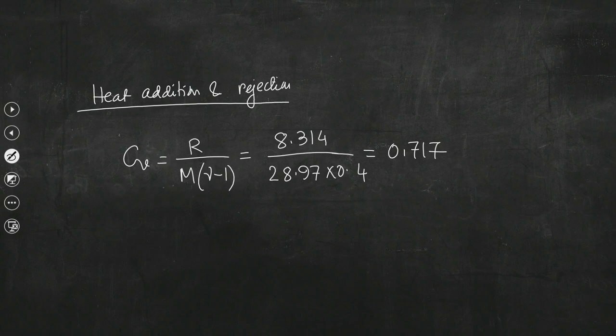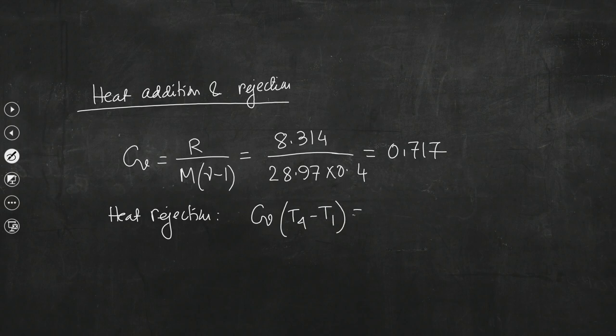Now, what we can calculate is, for unit mass, heat rejection equal to CV into T4 minus T1, and that is 0.717 into 670.32 minus 308, and if we calculate it, we are getting 259.78. Okay, so this is the heat rejection that we can calculate. And what about heat addition?